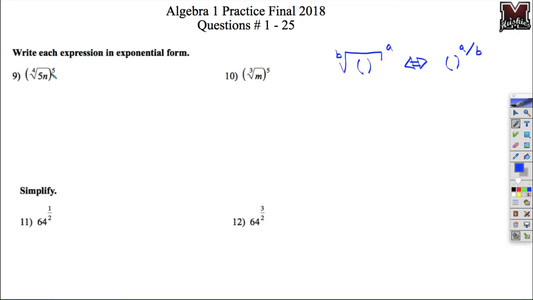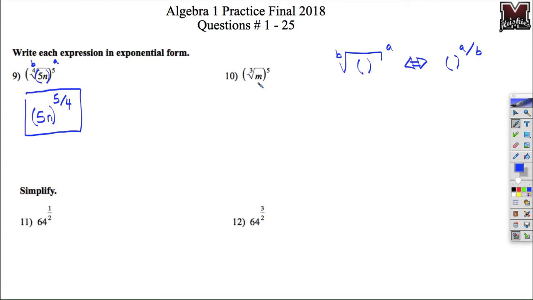So I'm going to label what everything was here. So this 4 is b, this 5 is a, and then everything inside of the radical sign, this is called the radicand, this is 5n. Okay, so we have 5n, remember it's whatever's in parentheses for our base, and then it's going to be to the power of a divided by b. So this is going to be 5 divided by 4. There's our final answer. Box it.